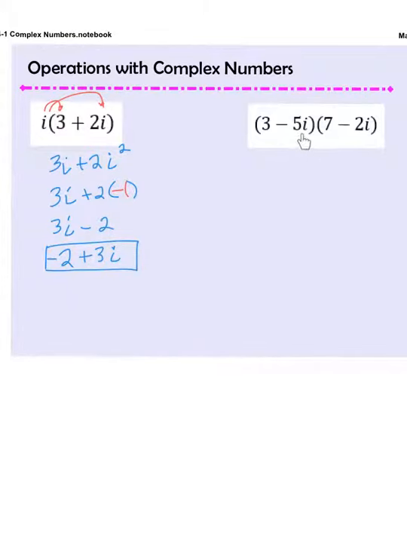Now let's try this one. If I have a binomial times a binomial, I'm going to get 4 terms. So 3 times 7 is 21. 3 times a negative 2i is negative 6i.